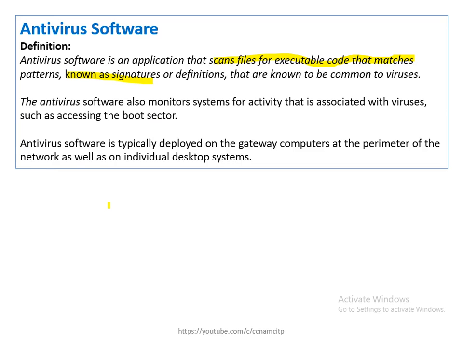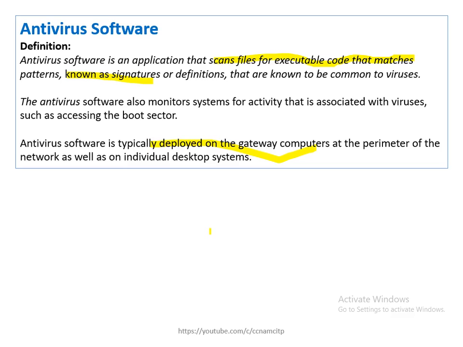Now the next thing about antivirus software is that it is typically deployed on the gateway computers at the perimeter of the network as well as on the individual desktops. So these are the methods to protect your internal network or IT infrastructure.